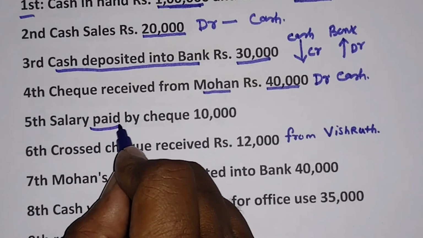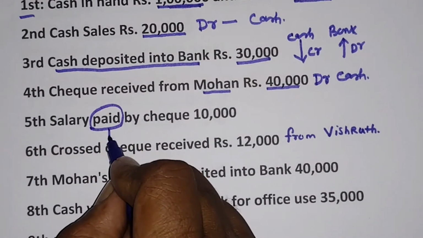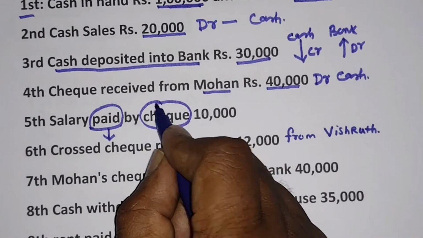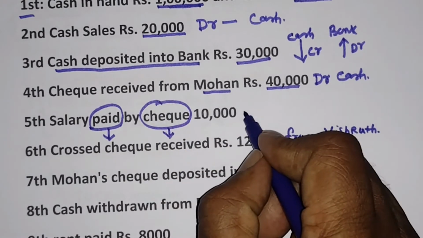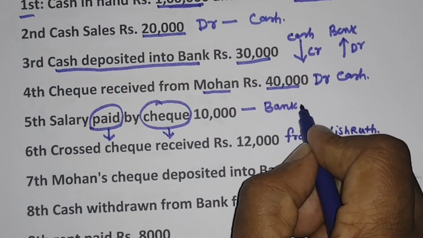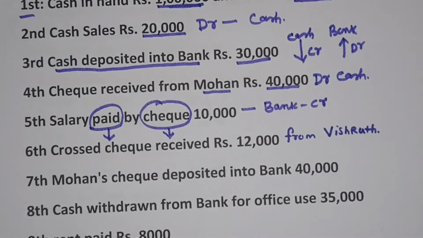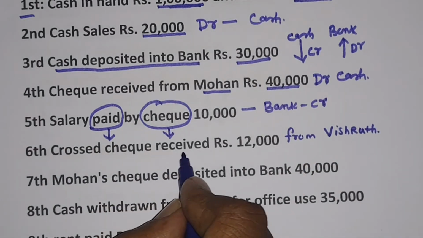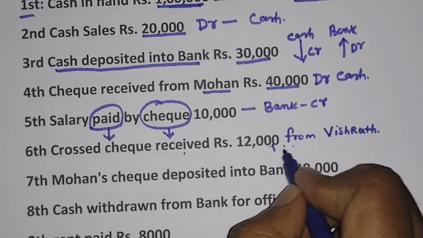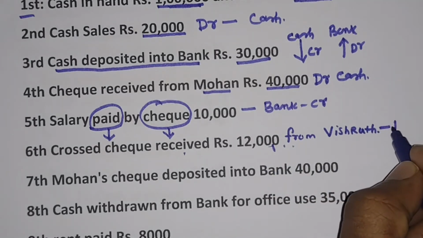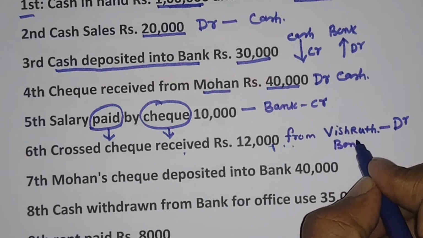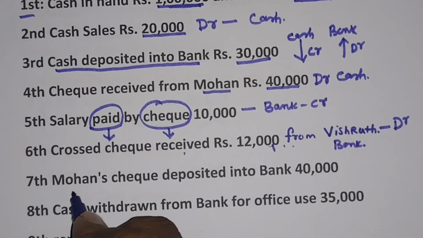Salary paid. Paid means that going out. What is going out? Check is going out. When a check is going out, that will appear in the bank account credit column. Sixth one is crossed check received from Vishruth. Directly it will appear into the debit side of the bank column.